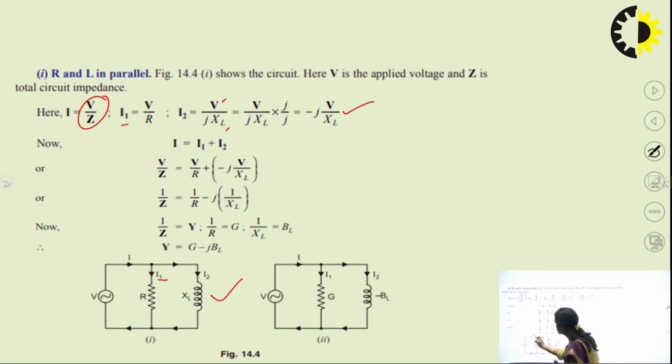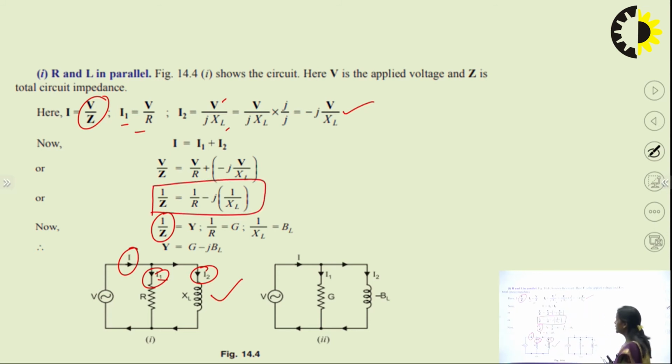So this total I will be equal to I1 plus I2, right? We are doing the phasor addition. So I1 plus I2, just put the value of I1 and I2 here, and after solving this, we are getting this equation, right? 1 upon Z is equal to 1 upon R minus J 1 upon XL. So we are getting this equation.